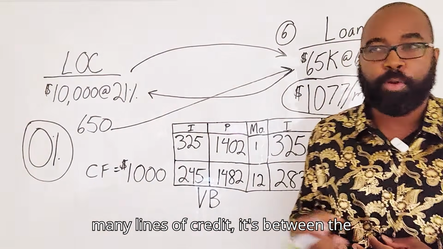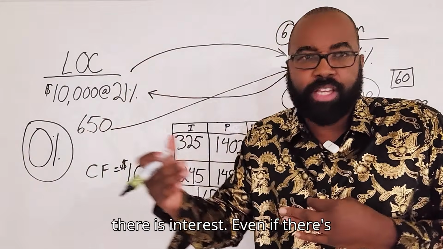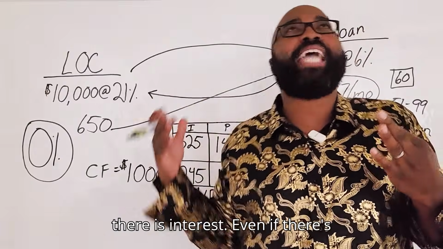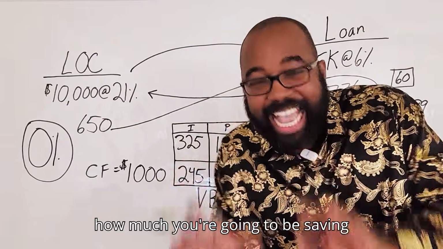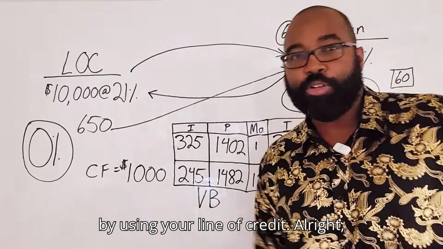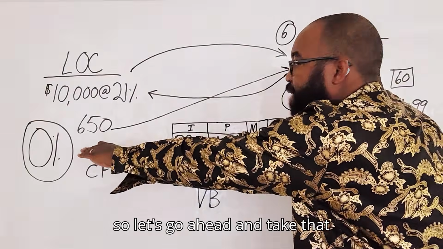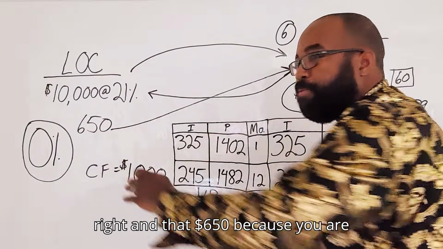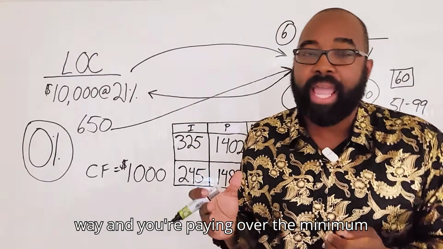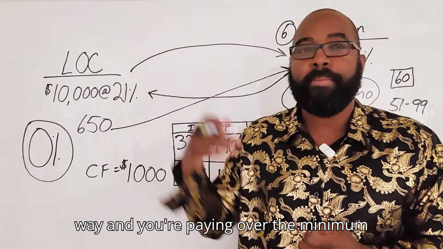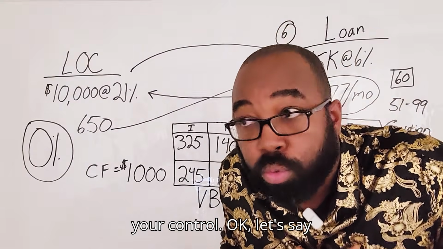On many lines of credit, it's between the 21 to 25 days. But even if there is interest, even if there's cash advance fees, you're going to see how much you're going to be saving by using your line of credit. All right. So let's go ahead and take that $650, because you are using your line of credit the smart way, and you're paying over the minimum monthly payment because it's still in your control, okay?